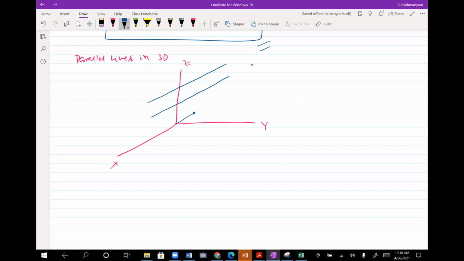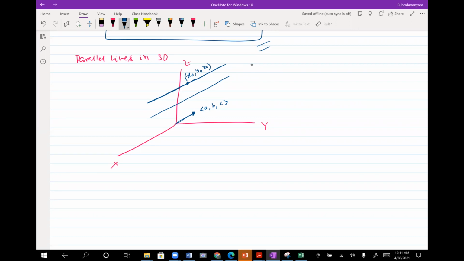Assume that I have a vector A, B, C here. Now consider a point. Let's say one point is good enough for one line. Suppose that point is x naught, y naught, z naught. Now this A, B, C is telling you in which direction you have to move from this point. Any multiple of this vector A, B, C added here would make you go through this line. That's how you could represent the line there.